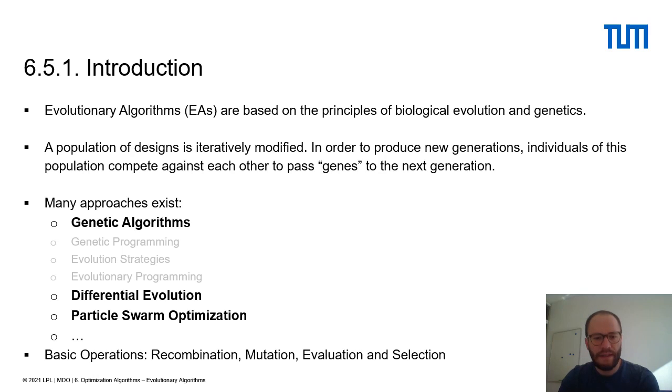There exist a lot of different approaches. We will cover 3 of those in this lecture. So the first one are genetic algorithms. Then we will talk about an algorithm that is called differential evolution, and finally particle swarm optimization. And lastly, there are 4 basic operations within evolutionary algorithms: recombination, mutation, evaluation, and selection.